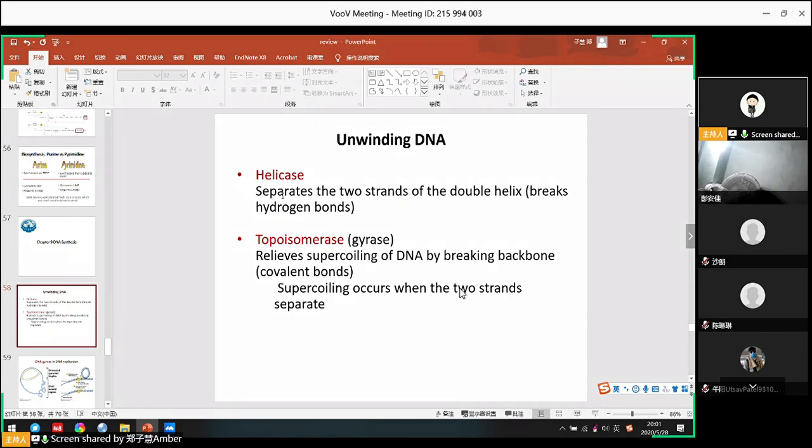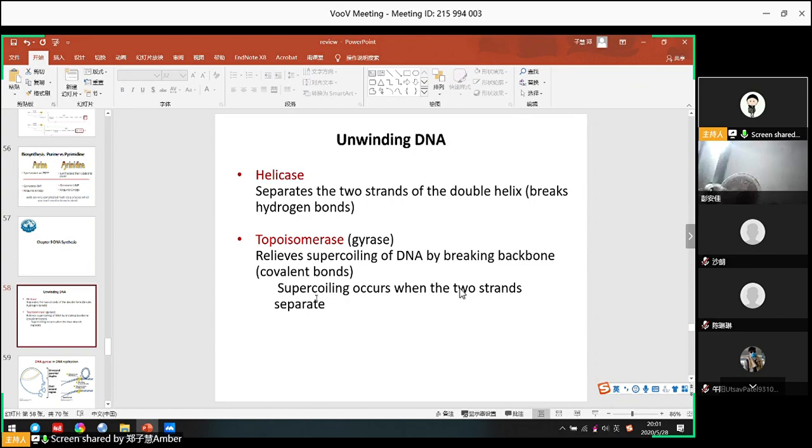DNA replication. So first enzyme, helicase. Helicase separates the 2 strands of the double helix. So it can break the hydrogen bonds, and so it can separate the double-stranded DNA. Next is topoisomerase, or gyrase.